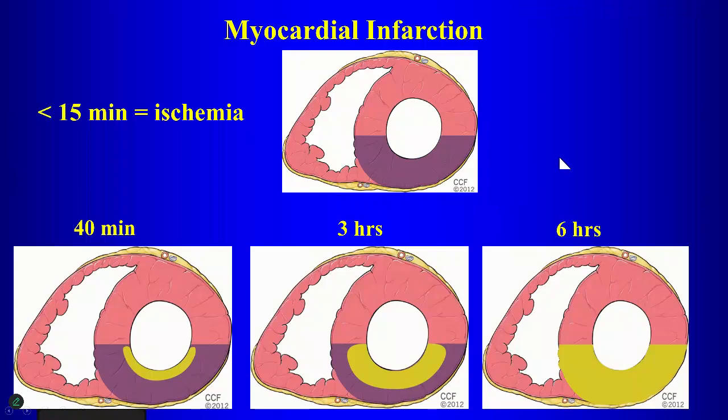So what happens with myocardial infarction is in the beginning, if you have an acute obstruction of a vessel, you will have ischemia, okay? But then you start to develop necrosis. The infarct starts to progress from the endocardium towards the epicardium. So at 40 minutes, it can involve partial thickness of the endocardium. You can see what happens at 3 hours, and then at 6 hours. You can go all the way through till you have a full thickness infarct.